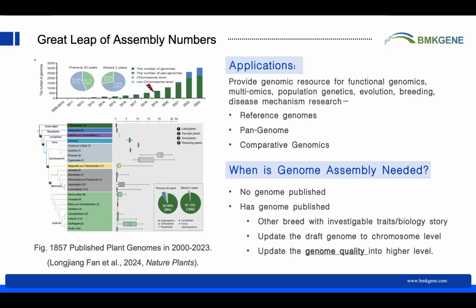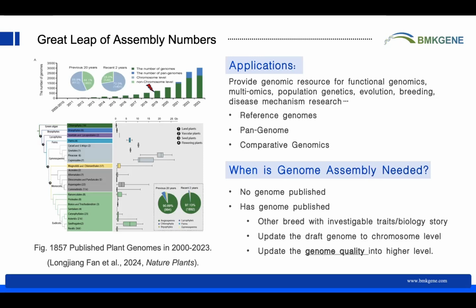Another one is comparative genomics. This is studies among species. For some studies, you want to compare how one species evolved and then generated another species, and you want to look at this evolution at the genomic level. Comparative genomics will do this, but it is also based on the assembled genomes of different species. So this is the application part.